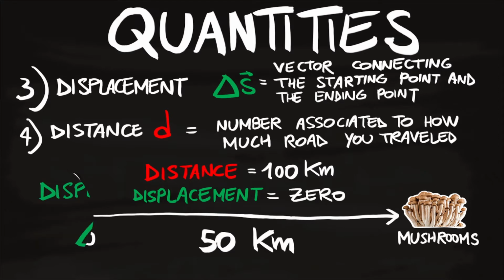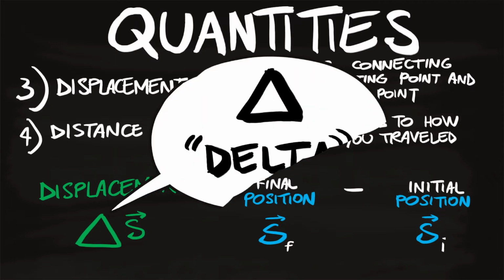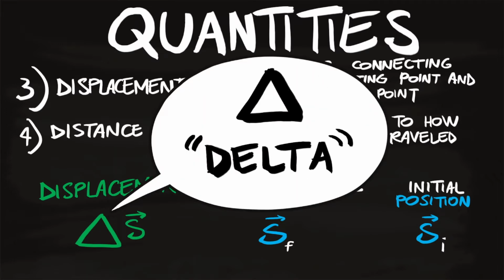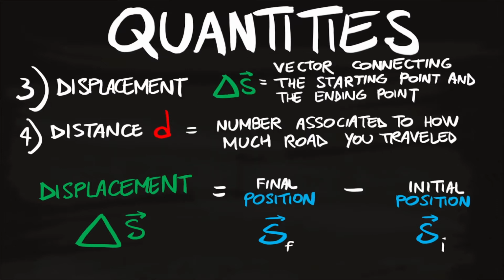I'll also show you a nice trick. Displacement can be calculated as the difference between the final position and the initial position. And yes, displacement is written with this weird symbol called delta. So this must be read delta S. Don't think of them as two separate quantities, it's a single block. In physics, the delta symbol indicates a difference between a final quantity and an initial quantity. That's why displacement is final position minus initial position.